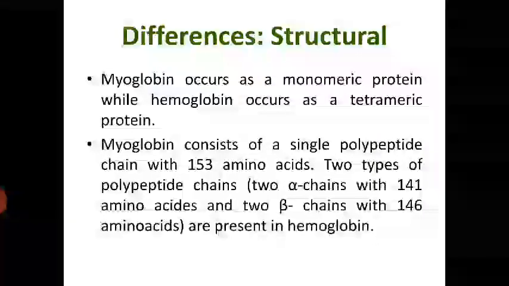Now let us see the differences. There are structural differences as well as functional differences. First let us see the structural differences. Myoglobin occurs as a monomeric protein, while hemoglobin occurs as a tetrameric protein. Myoglobin consists of a single polypeptide chain with 153 amino acids, and two types of polypeptide chains are there in hemoglobin: two alpha chains with 141 amino acids, as well as two beta chains with 146 amino acids.